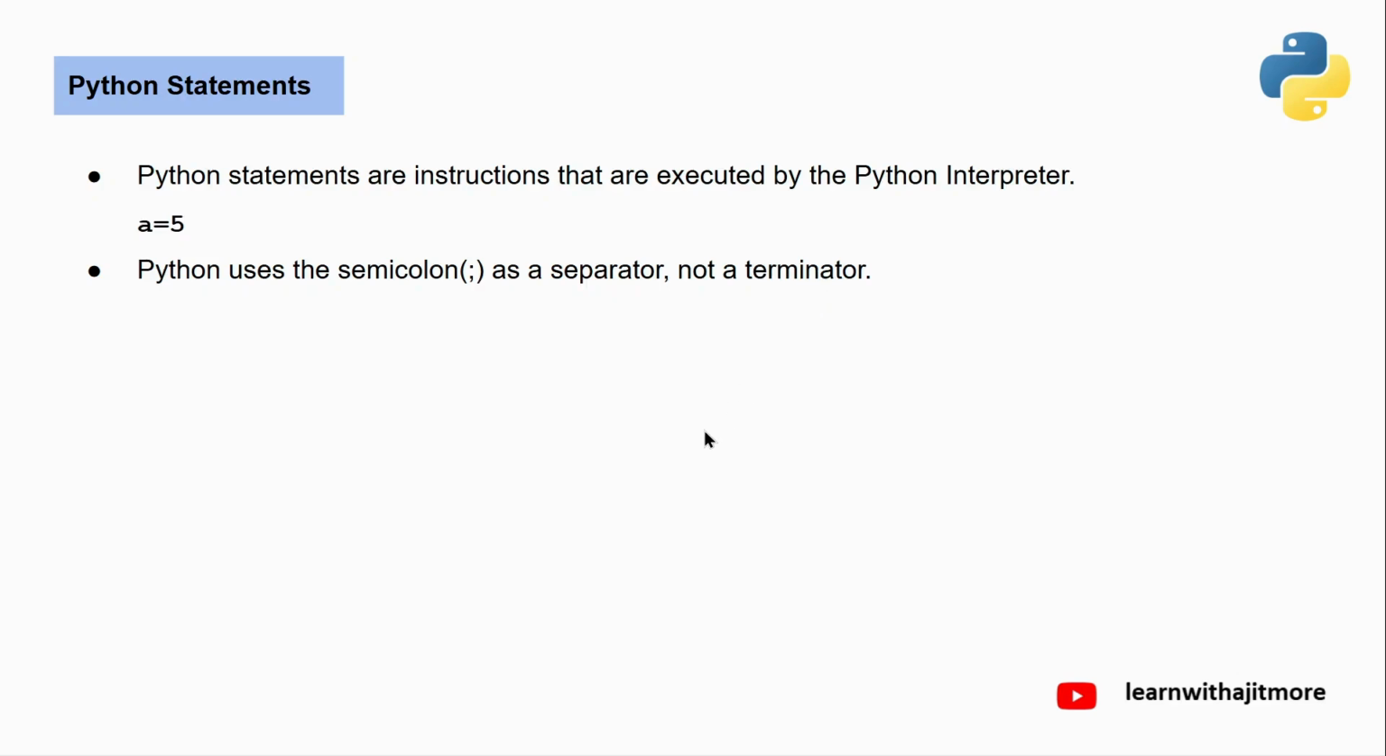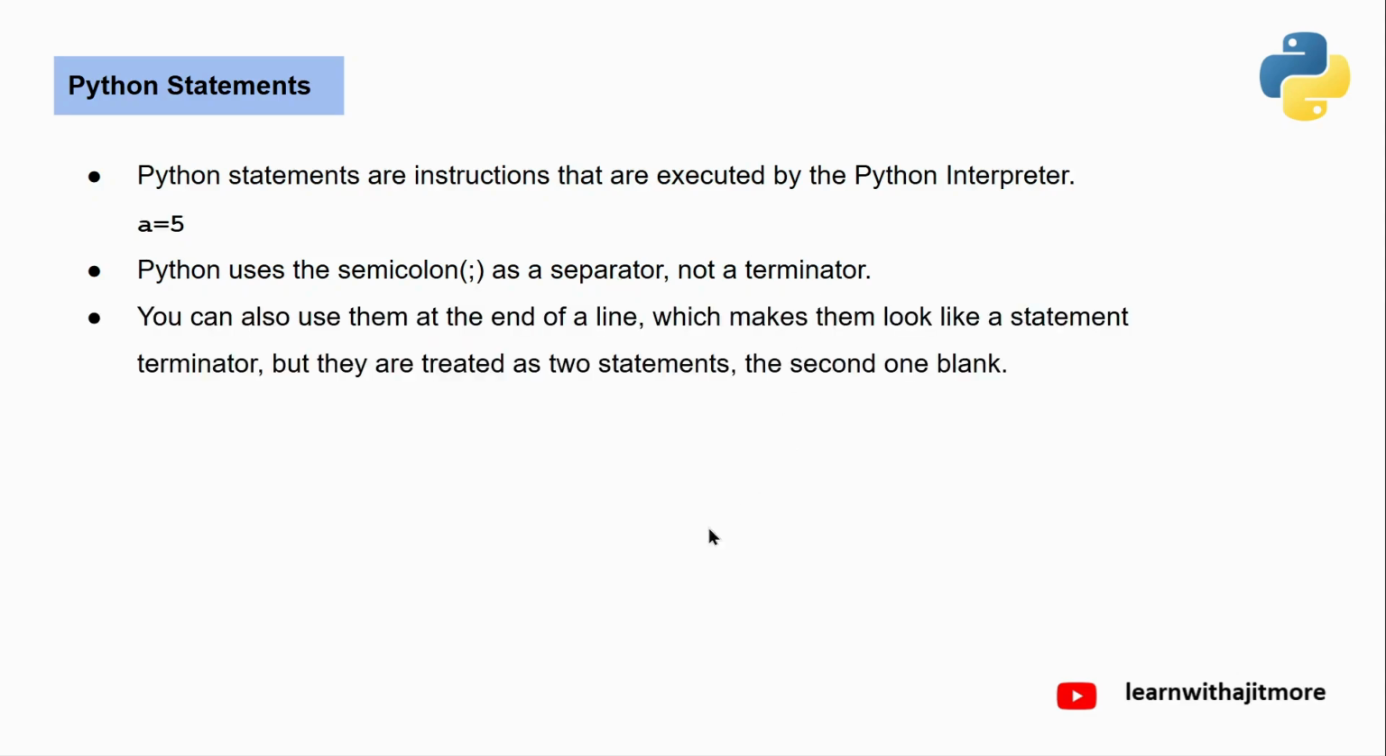Every natural language also has one. If you take English, we complete a statement with a dot. Sometimes the statement is completed with dots, sometimes with question marks, sometimes with exclamation marks, depending on the type of statement. So Python uses a semicolon as a separator, not a terminator. You can also use them at the end of a line. And generally, at the end of a line, if I put a semicolon, it won't make any problem.